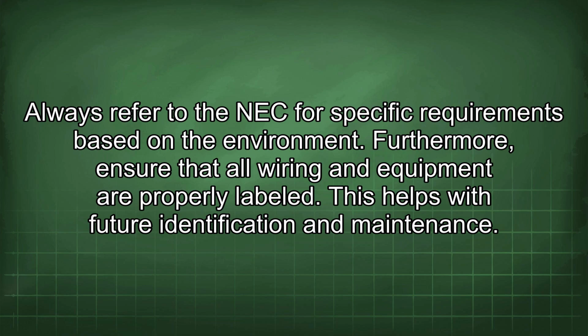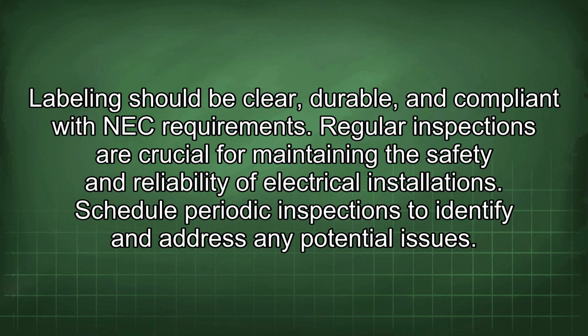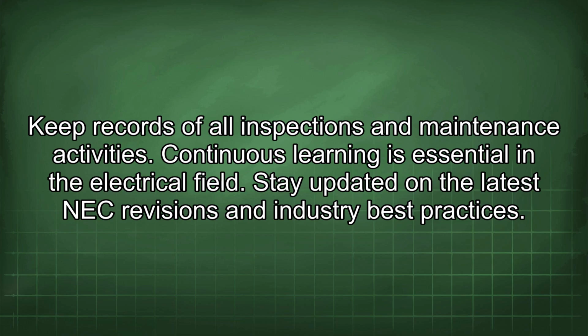Furthermore, ensure that all wiring and equipment are properly labeled. This helps with future identification and maintenance. Labeling should be clear, durable, and compliant with NEC requirements. Regular inspections are crucial for maintaining the safety and reliability of electrical installations. Schedule periodic inspections to identify and address any potential issues. Keep records of all inspections and maintenance activities.